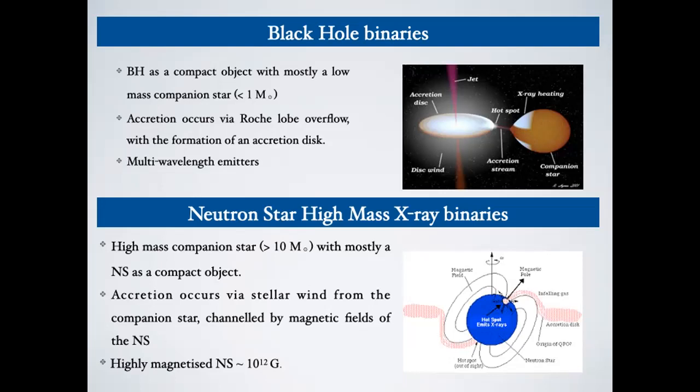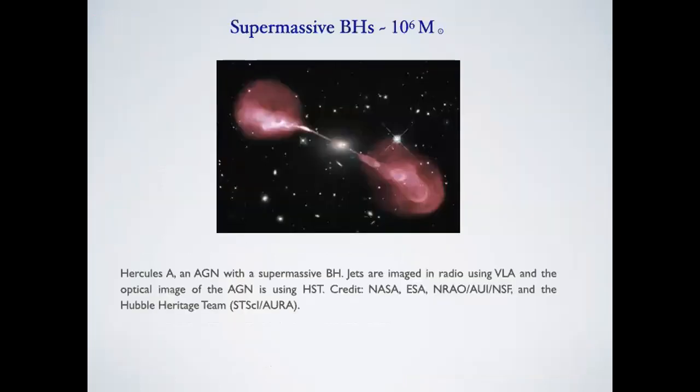On the other extreme, we have supermassive black holes. These are black holes with 1 million solar mass or more. And this is an example of how this is a composite image. This is Hercules A. It's one of the active galaxies.